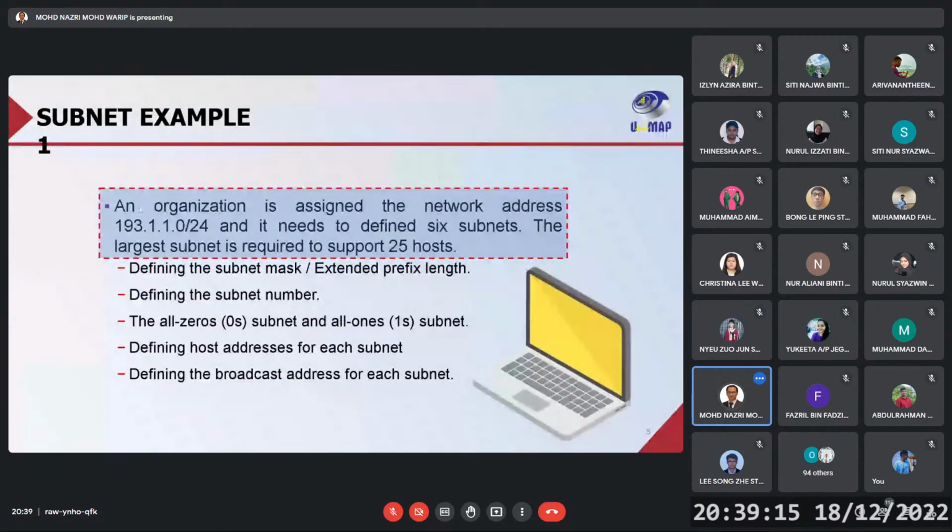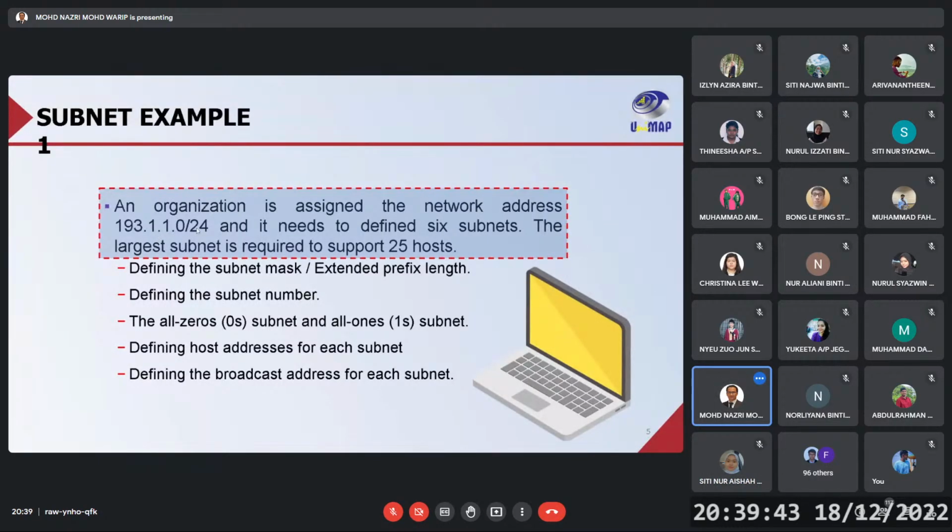For example, I give you an example. An organization is assigned the network address 193.1.1.0/24, and it needs to define 6 subnets. The largest subnet is required to support 25 hosts. What does it mean from the example?